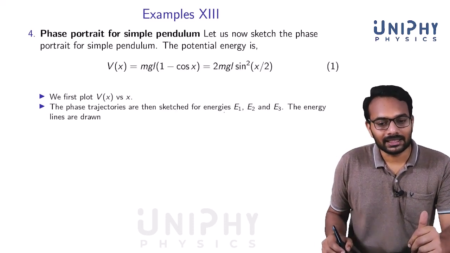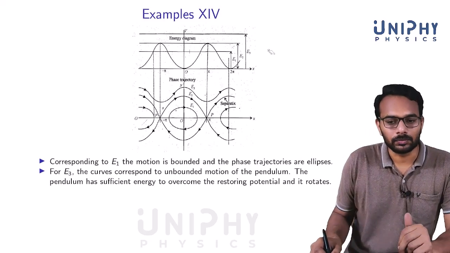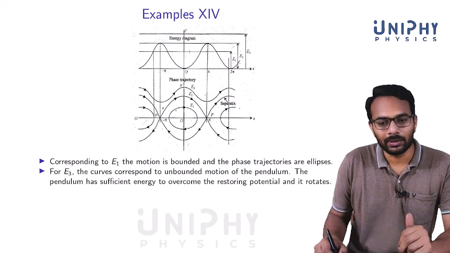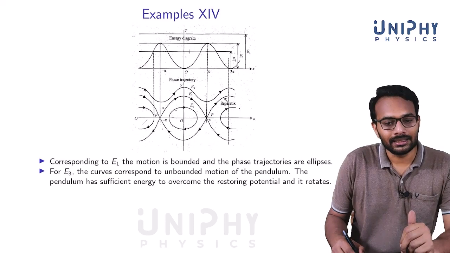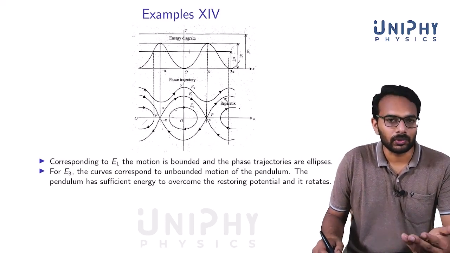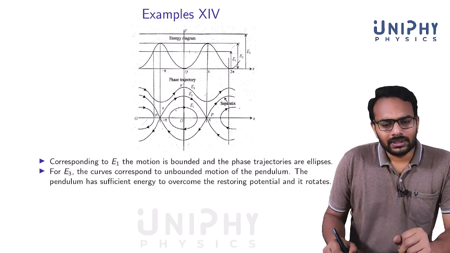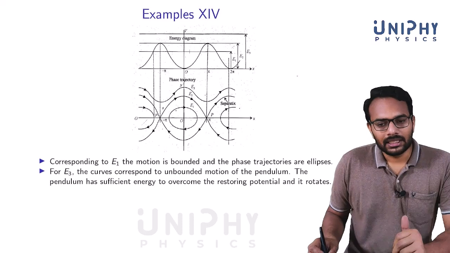The phase trajectories are then sketched for energies E1, E2 and E3. That's what we do. We have got different energies E1, E2 and E3. And this is the sine square x curve. That's not particularly complicated. We all know how to plot a sine square curve. So we see that this is the potential energy curve. Let's see how the diagram looks.